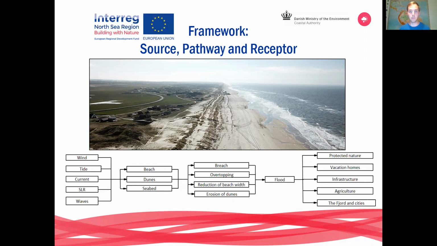The framework has been to work with a source pathway receptor model, where we work, as you can see in the imagery here, actually a pretty good example where we have the waves coming from the right side, and we have the high water, low water, we have the currents, which are the sources, and then we have a pathway, which is the seabed, the beach, the dunes, and then we have the receptor area, which is in the hinterland of the dunes, where we see vacation homes, city, infrastructure, agriculture, protected nature. So here we work with the pathway and how to modify it in order to increase potential safety in the dunes, for example.